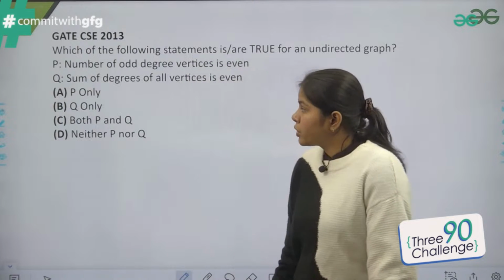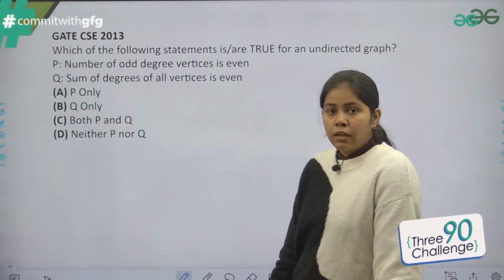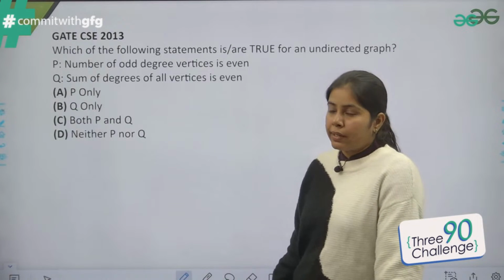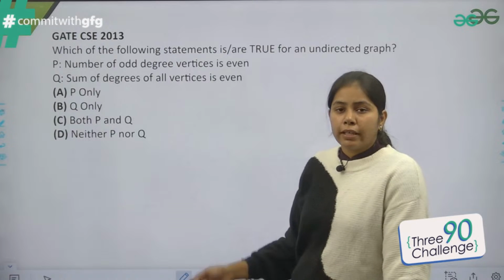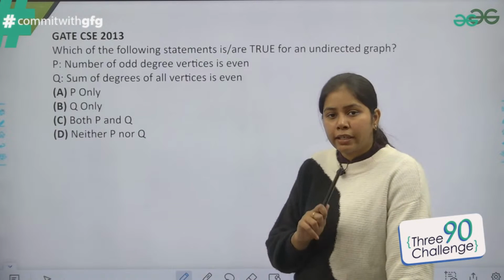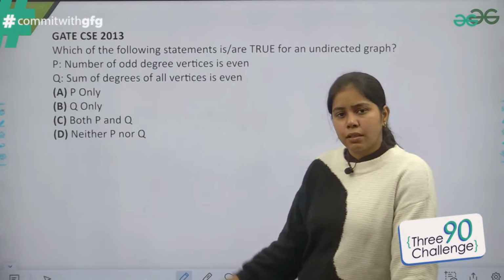Tell me which of the options is true. So this is directly the handshaking lemma, right? The sum of degrees of all vertices is even. What is the formula? The sum of the degrees of all the vertices equals twice the number of edges.